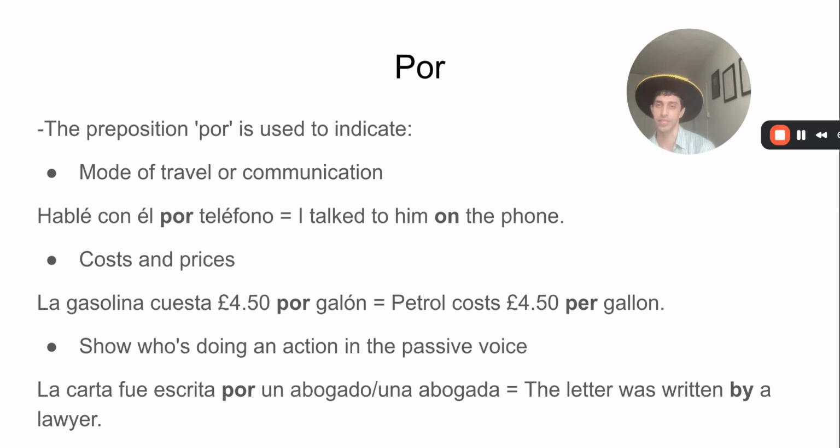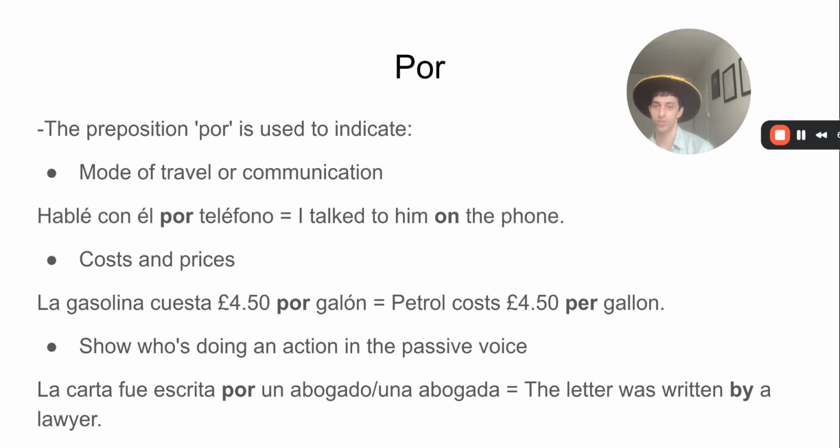Likewise, if you used a particular form of transport, you can use the word por as well. When expressing costs and prices and talking about those, we use por again. So, for example, la gasolina cuesta 4 libras esterlinas 50 por galón, meaning petrol costs £4.50 per gallon. So here, por is actually translated as per. Whenever you're talking about costs and prices, whenever there's an exchange of some sort, money for goods, for example, or services, you'd use the preposition por instead of para.